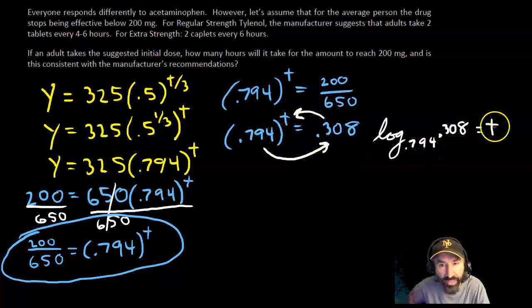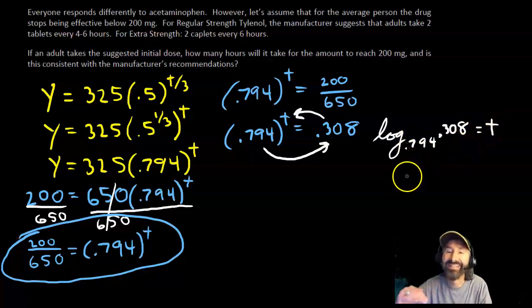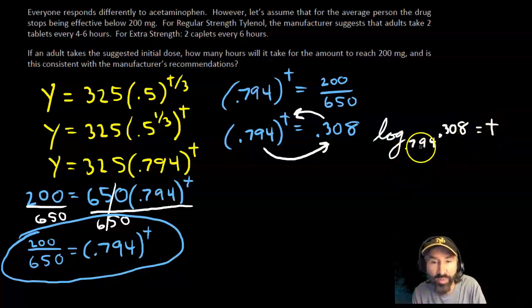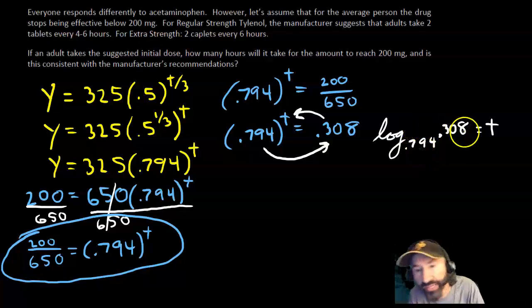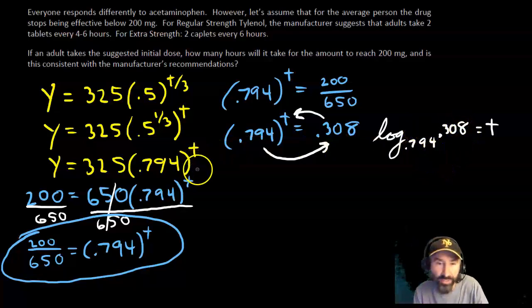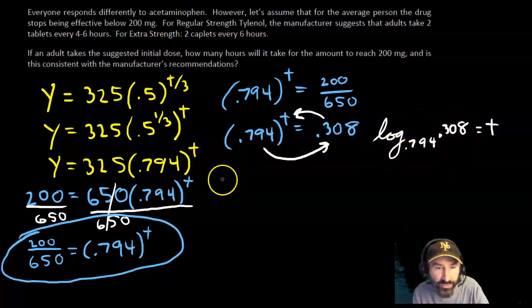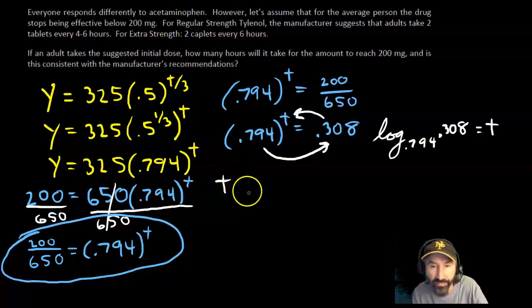0.794, 0.308 equals t. Okay, also I'd like to point out that, technically, if this works properly, whatever number we get for t, if we raise 0.794 to that power, we should get 0.308. Okay, so now we've got a little bit of work to do to figure out what the value of this log is. We're going to use a little trick that we used in our last video. And by the way, this is only going to be approximate. This will definitely only be approximate.